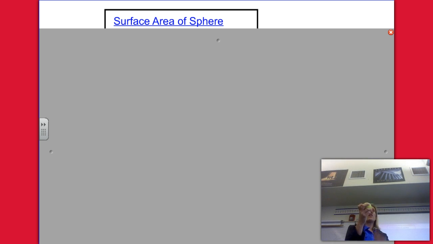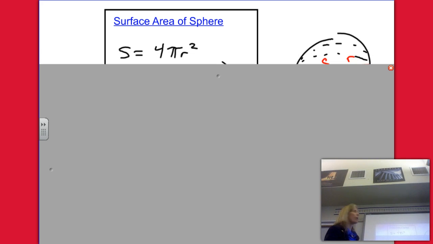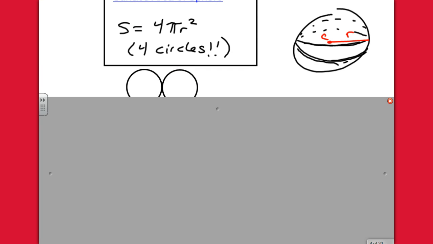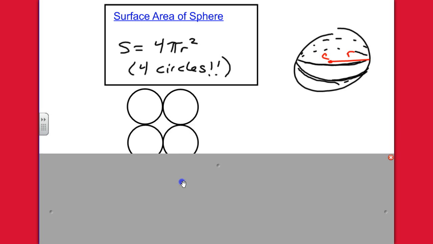Okay, so we know a sphere is a perfect ball, right? A perfect ball. And so here is a little mini Little League ball that was taken apart, right? And when you take it apart and you look at this, if you were to estimate how many circles it takes to provide the surface area of a sphere, you would say how many circles? 4. And that's exactly our formula. 4 pi r squared. 4 circles. Okay, so we have 4 circles forming the surface area of a sphere.